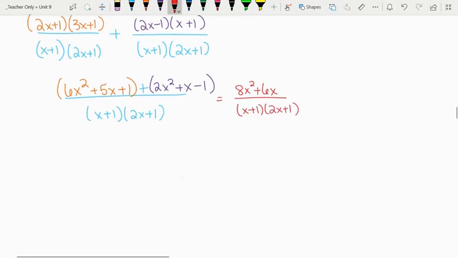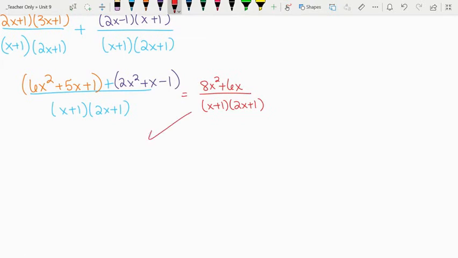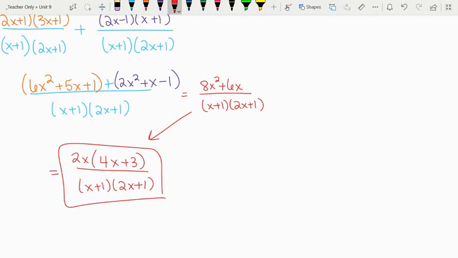And now we factor if we can. This actually is factorable in the numerator. We can take out a 2 and an x, and you're left with 4x plus 3. Now, although it was factorable, it doesn't let me cancel anything, so we leave it just like this. Again, I can't cancel 2x and 2x because that's actually not 2x in the denominator, it's 2x plus 1.